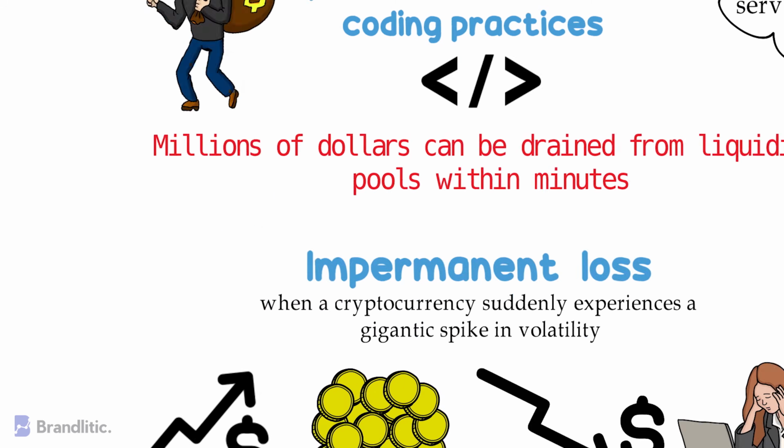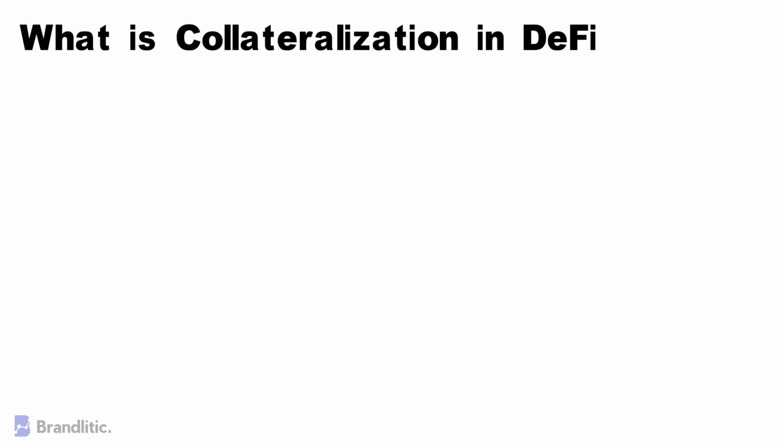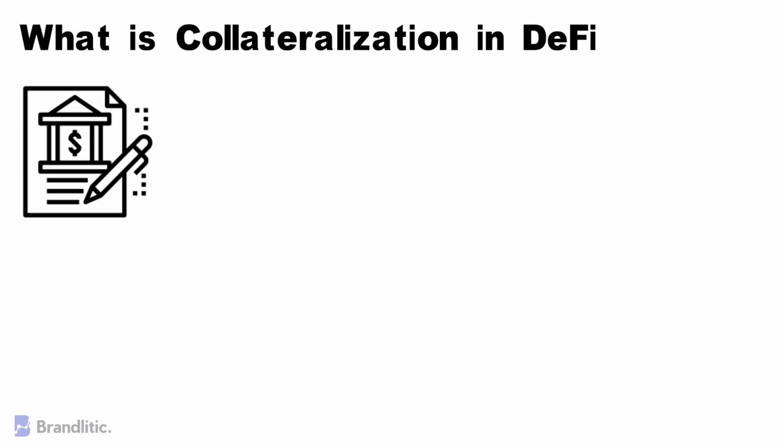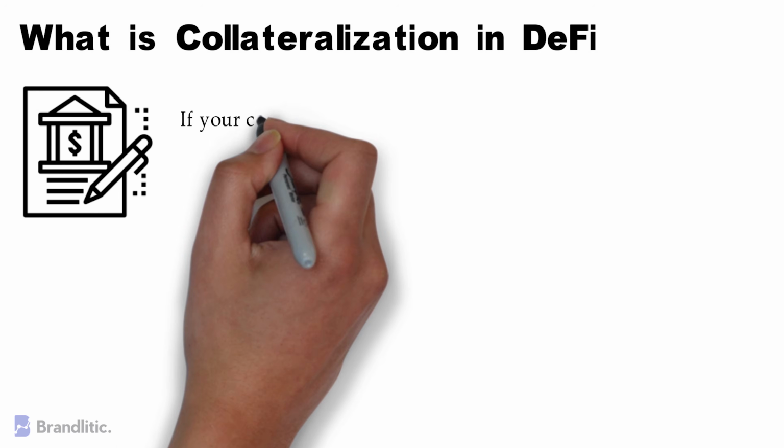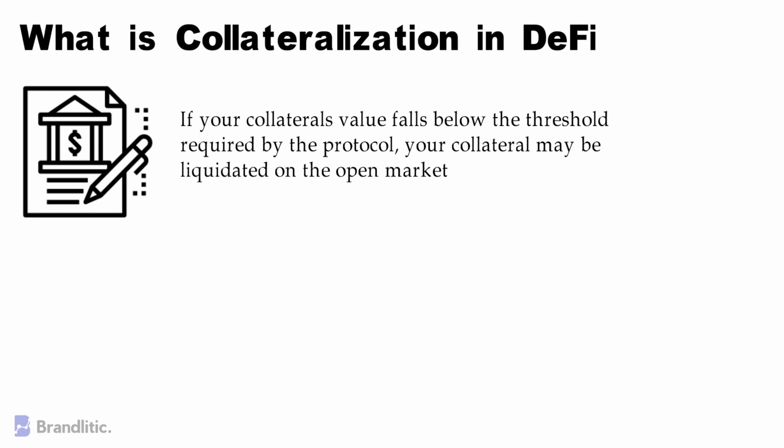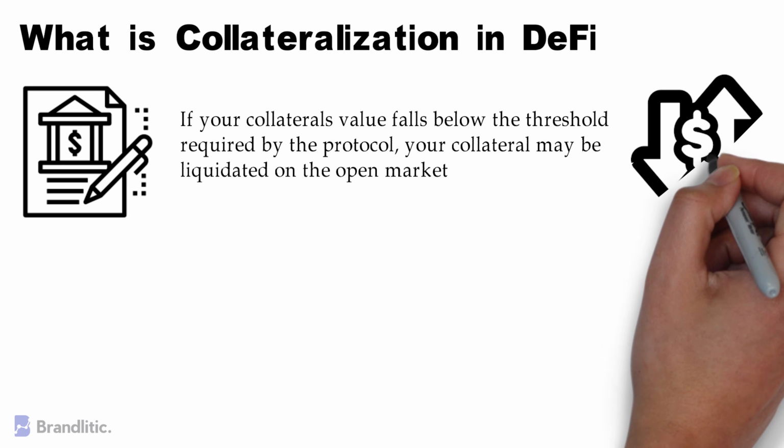Next, let's discuss what collateralization is in DeFi. Typically, if you're borrowing assets, you need to put up collateral to cover your loan. And we all know that this essentially acts as an insurance for your loan. Well, how is this relevant? Well, this depends on what protocol you're trying to supply your funds to. But you may need to keep a close eye on your collateralization ratio as well. Because if your collateral's value falls below the threshold required by the protocol, your collateral may be liquidated on the open market.